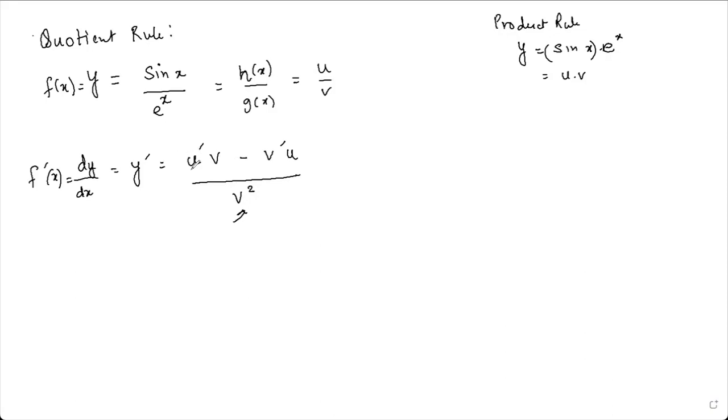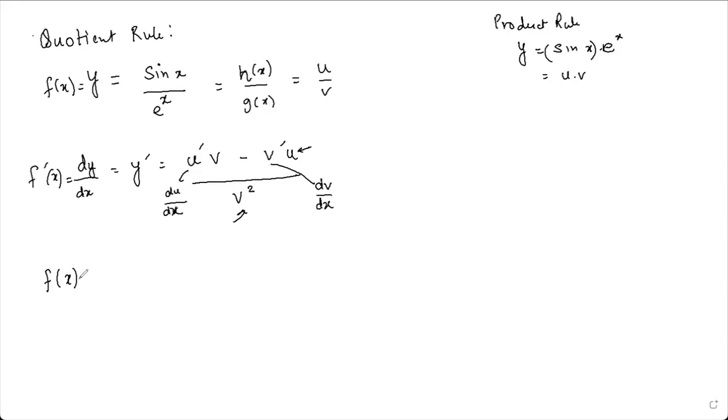So the numerator is u prime v. u prime is the same as du/dx. You differentiate the function in the numerator, multiply it with the function in the denominator, which is v, minus v prime. That means you differentiate the function in the denominator with respect to x, and you keep the numerator function as it is, over v squared. So let's apply this in the question given.